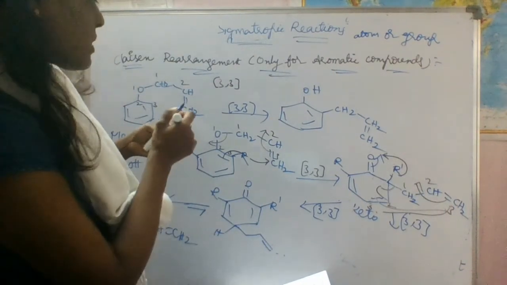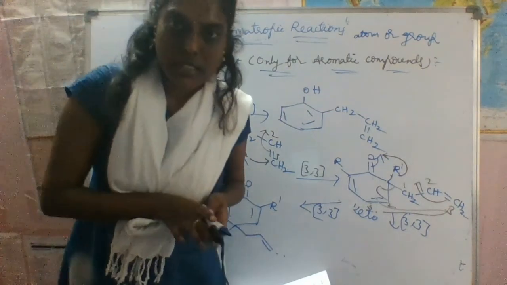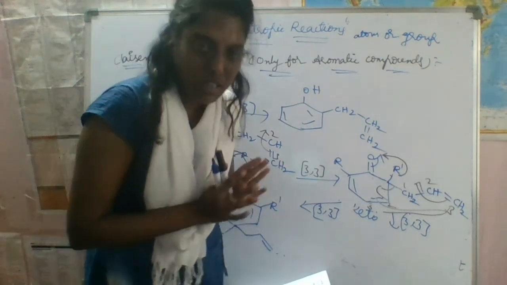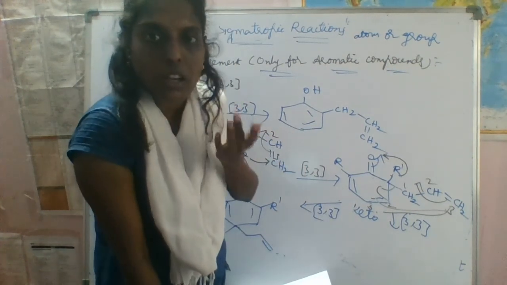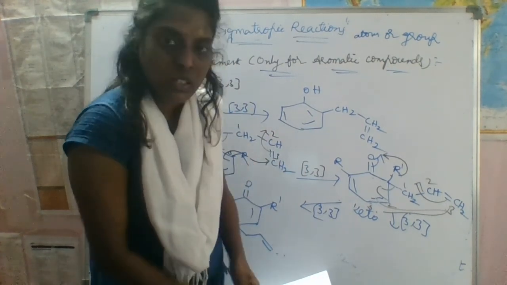Okay, so remaining this is the Claisen rearrangement. Claisen rearrangement only occurs in aromatic compounds. Okay, in the next class I'll explain about the correlation diagrams.